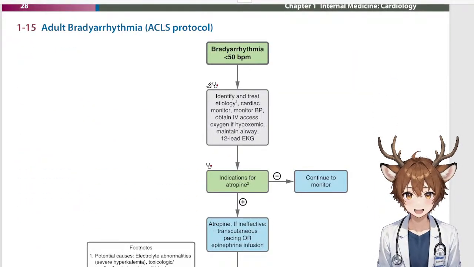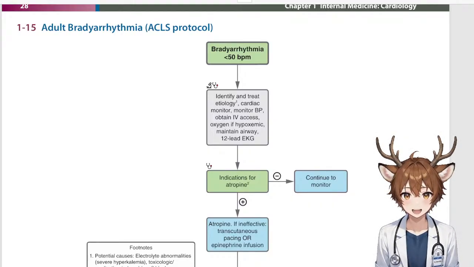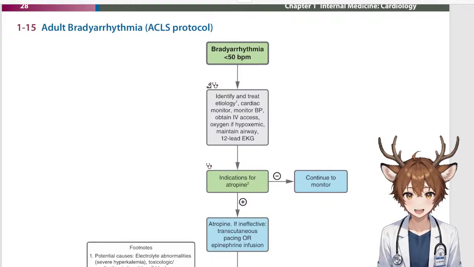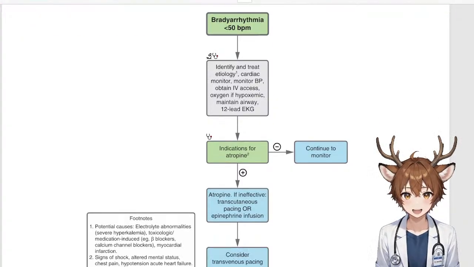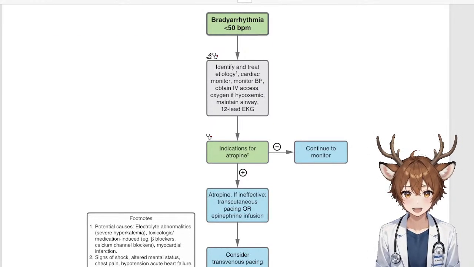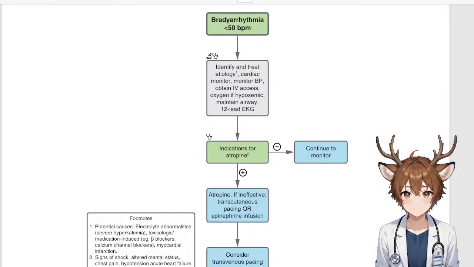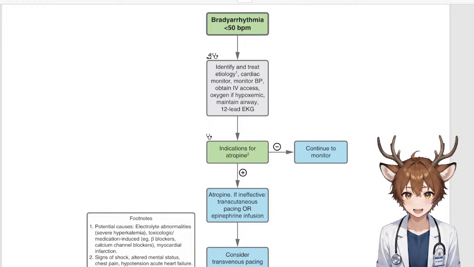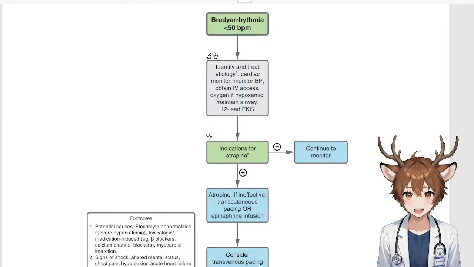Okay, what about adult bradyarrhythmia, ACLS protocol? If bradyarrhythmia with heart rate less than 50 BPM, identify and treat etiology. Again, here's the etiology right here. Potential causes: electrolyte abnormalities such as severe hyperkalemia, toxicologic or medication induced, for example beta blockers, calcium channel blockers, and myocardial infarction. Cardiac monitor, BP, obtain IV access, oxygen if hypoxemic, maintain airway, 12-lead EKG.